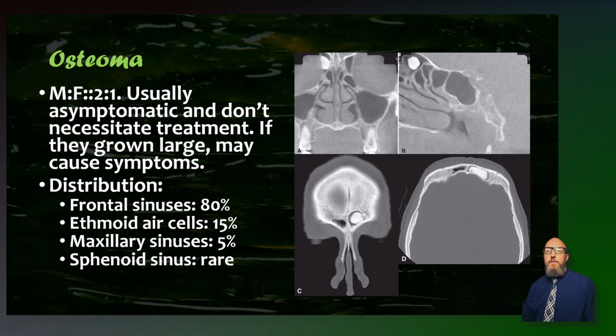So recall the different density variants. There's compact or ivory osteomas, which resemble cortical bone, while mature or spongy osteomas show internal trabeculation. So just like with the osteomas we've already talked about.